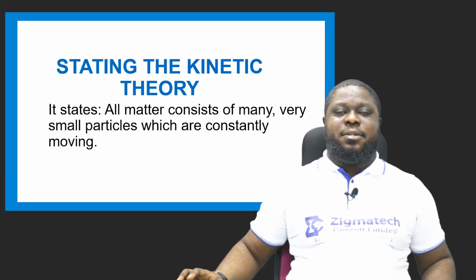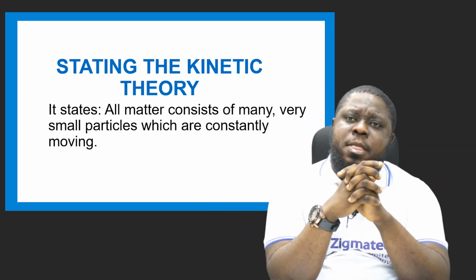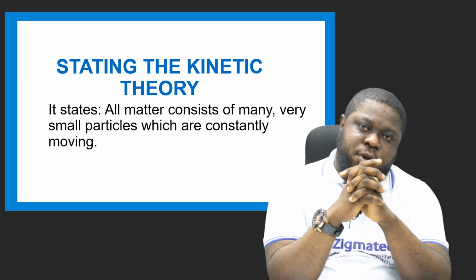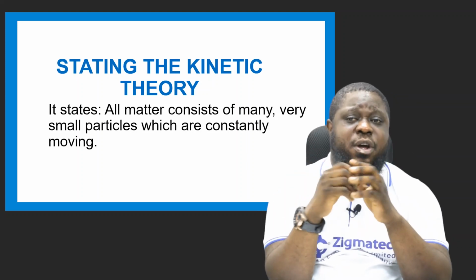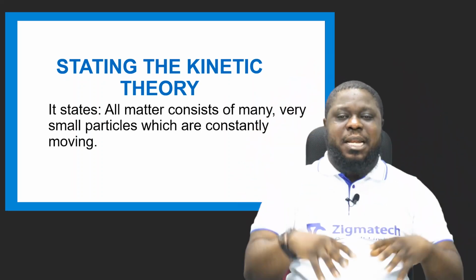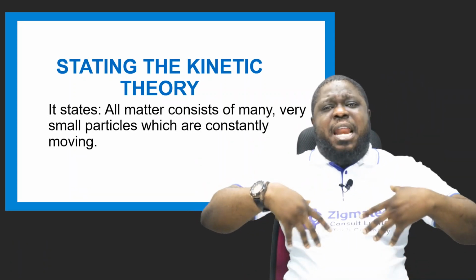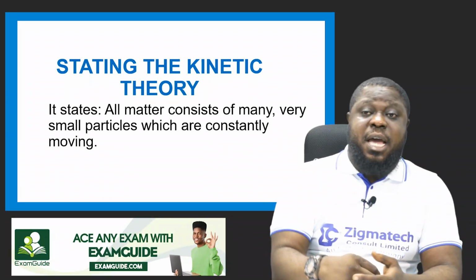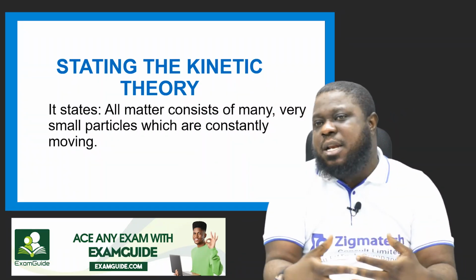Now, stating the kinetic theory. This kinetic theory was stated by James Clerk Maxwell and Boltzmann. Boltzmann and James Clerk Maxwell came together and stated this theory. And it states: all matter consists of many very small particles which are constantly moving. In essence, constantly moving means they have an energy called the kinetic energy. Because for you to be constantly moving, there's an energy you use, and that energy is kinetic energy. So because of the kinetic energy, they are constantly in motion.